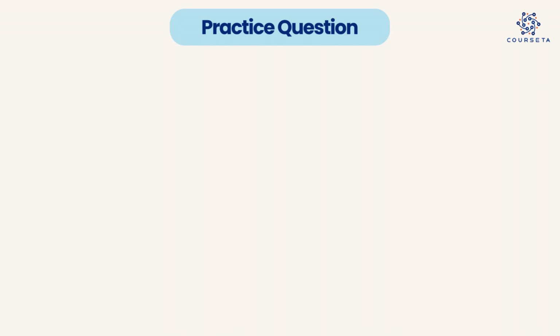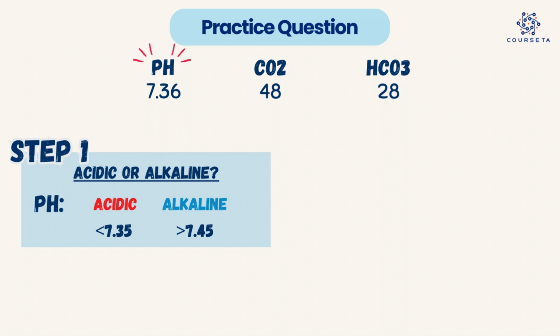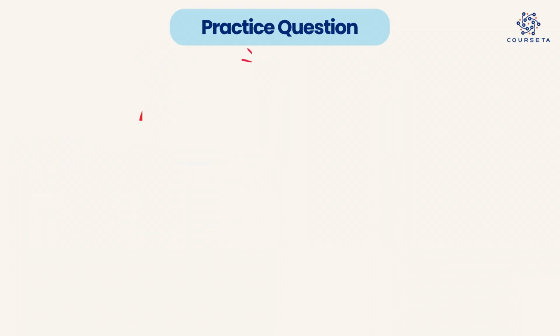So let's do a quick practice question here. We have a pH of 7.36, a CO2 of 48, and HCO3 of 28. So first step, let's determine if it's acidosis or alkalosis. Well, we see a pH of 7.36, it's in the normal range, but if we look at the other values, they're out of range, so this would be considered acidosis.